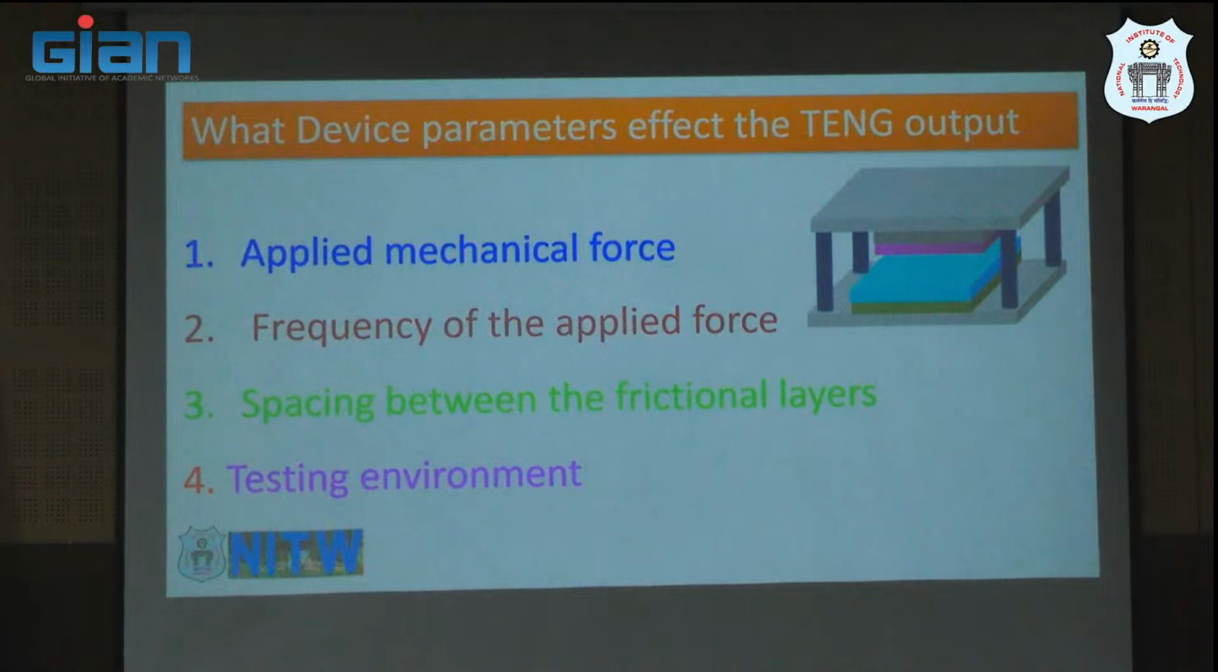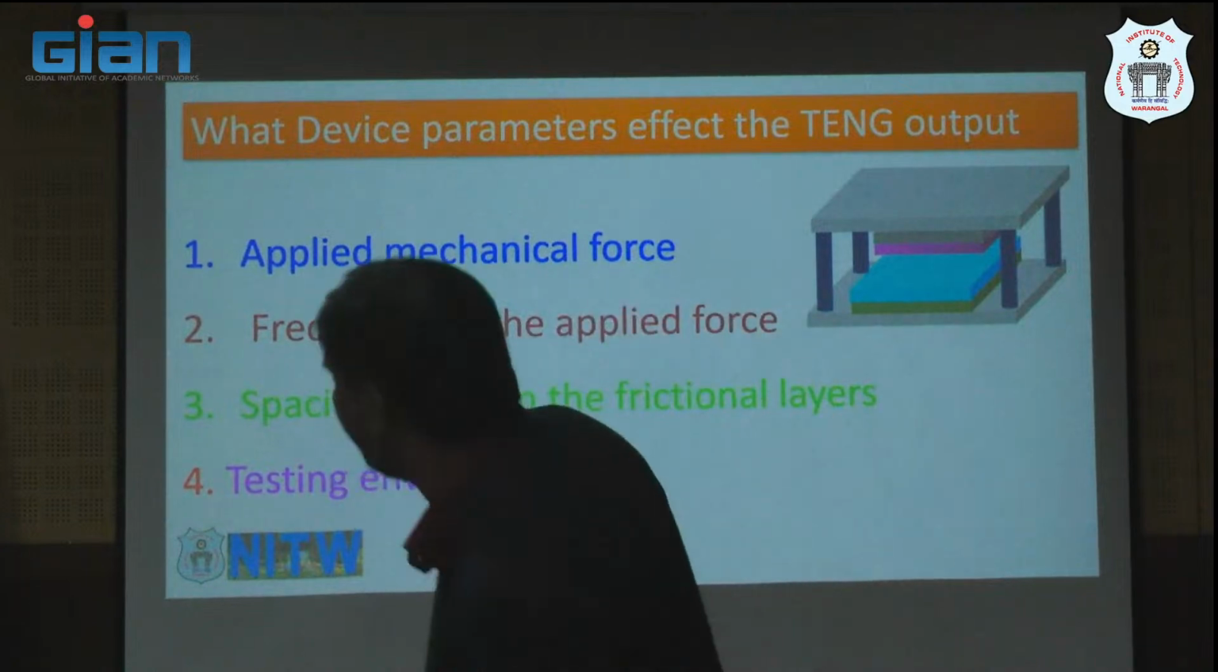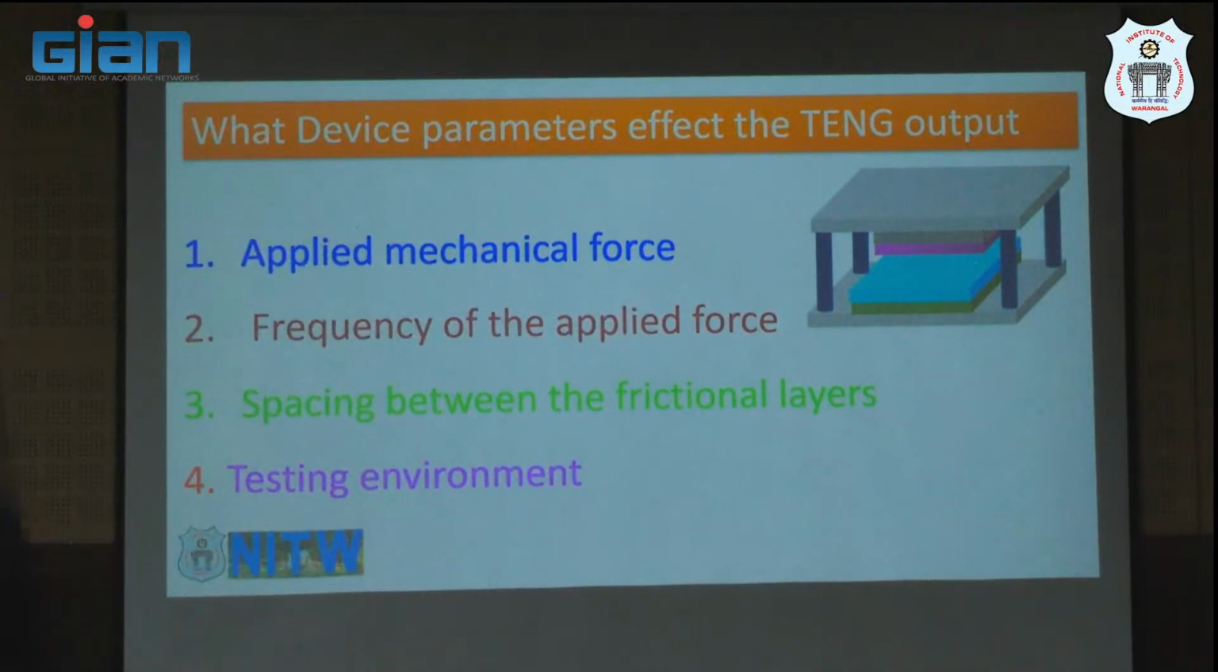And coming to the device parameters, you can have other different parameters, like what force you are applying on the device, whether you are applying a 5 Newton force or 6 Newton force. That is the first thing. The second thing is the frequency of the applied force, how fast or how slowly you are applying the force. And the spacing between the friction layers, whether it's widely spaced or very closely spaced, and the testing environment, whether you are testing this device under normal conditions or humidity or temperature conditions. So all those things will affect your TENG output.